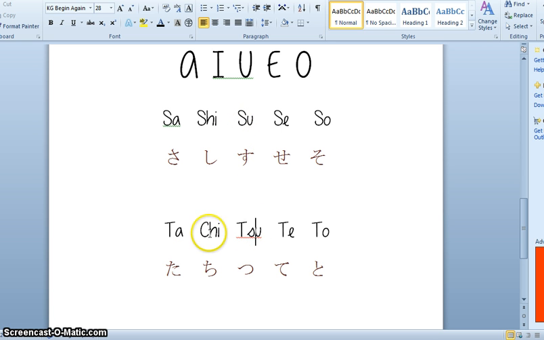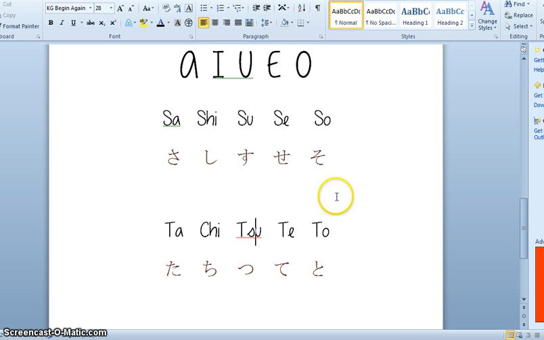So ta, chi, tsu, te, to. Ta, chi, tsu, te, to. Okay? Ta, chi, tsu, te, to. Okay, so now these two are sa, shi, su, se, so. Ta, chi, tsu, te, to.